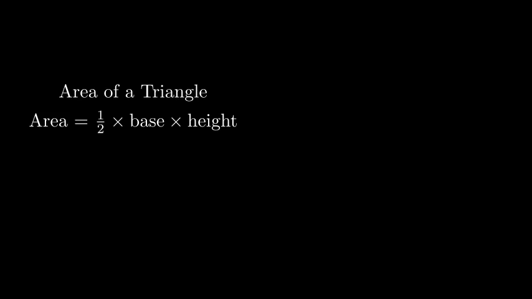Beyond solving for sides and angles, the law of sines also gives us a convenient way to find the area of any triangle. Let's derive this new area formula. We know the classic formula for a triangle's area. That formula is area equals 1/2 times base times height.